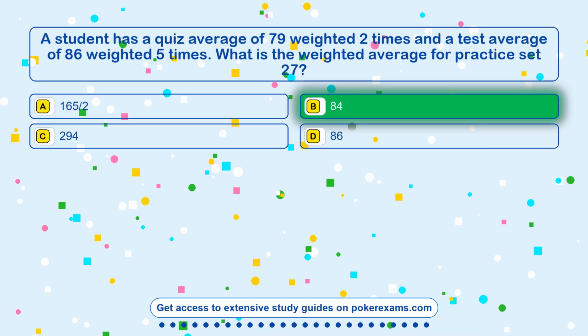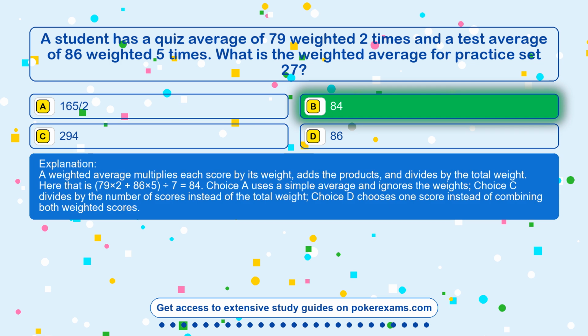The correct answer is option B, 84. A weighted average multiplies each score by its weight, adds the products, and divides by the total weight. Here that is, 79 times 2 plus 86 times 5, divided by 7 equals 84. Choice A uses a simple average and ignores the weights, Choice C divides by the number of scores instead of the total weight, Choice D chooses one score instead of combining both weighted scores.